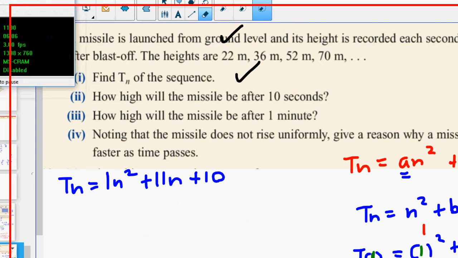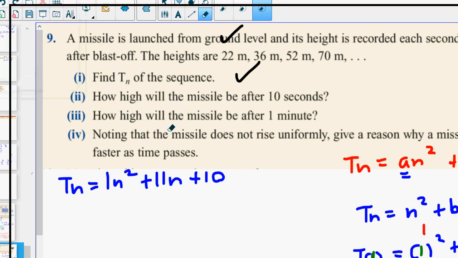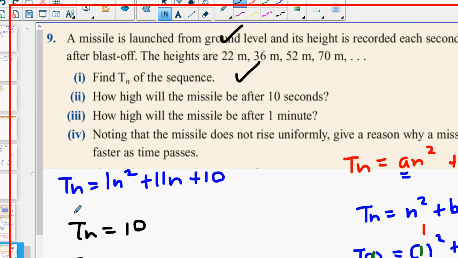Okay, let's keep going. Now, how high will the missile be after 10 seconds? Are we doing Tn equals 10 or T10? Think about it. T1 is 22. After 1 second, you're 22 meters in the air. T3 is 52. After 3 seconds, you're 52 meters in the air. Are we doing T10 or Tn equals 10?